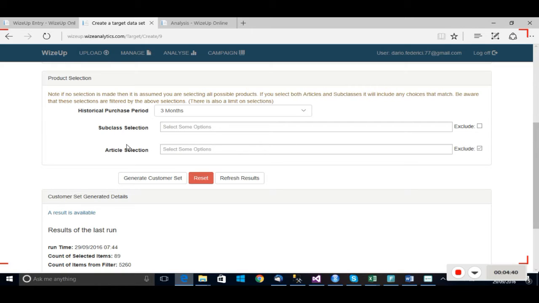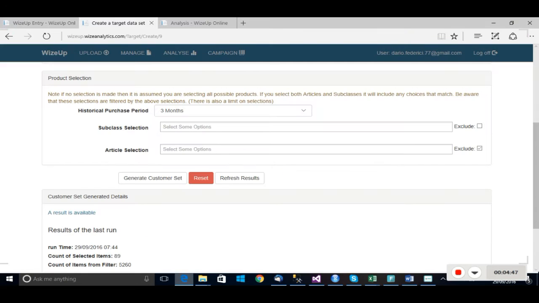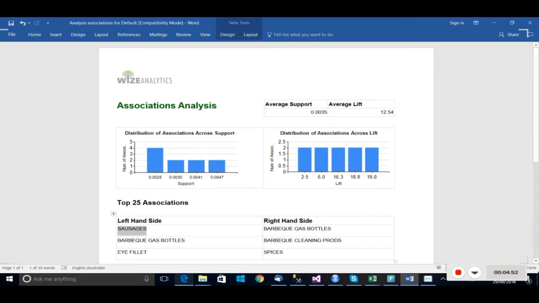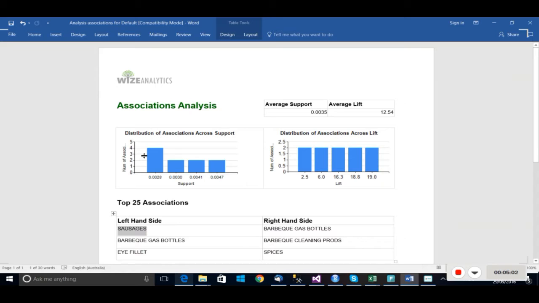In this case, we might say that we want to target a subclass which contains sausages, and we want to exclude articles which are barbecue gas bottles. By doing this, and even though we don't have all the information here, you can get the idea that you can specify that you're going to target the group of people who are sausage buyers but haven't bought the barbecue gas bottles recently. That's our perfect target audience, because those are the people who are most likely to actually possibly buy one.